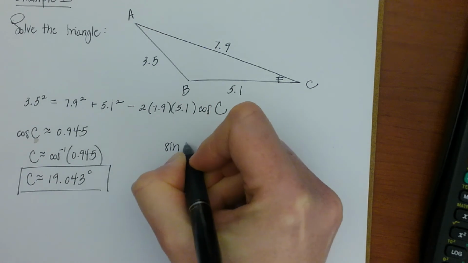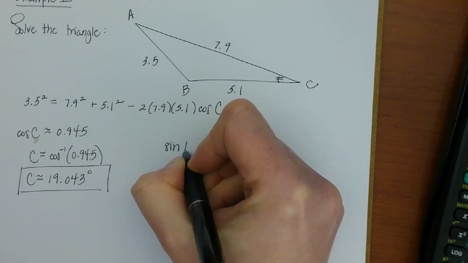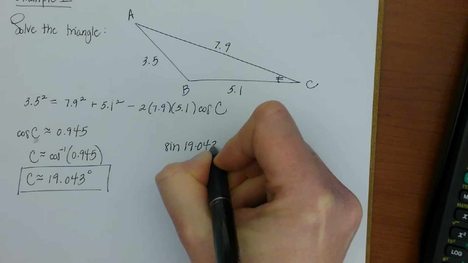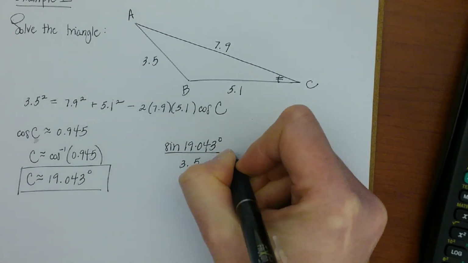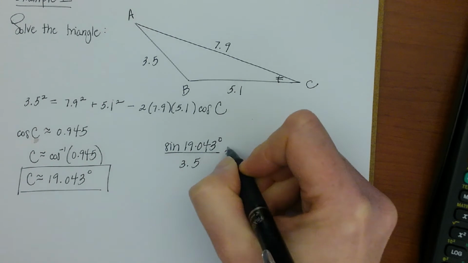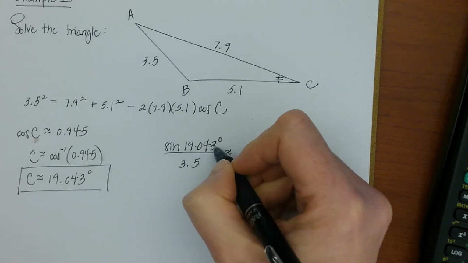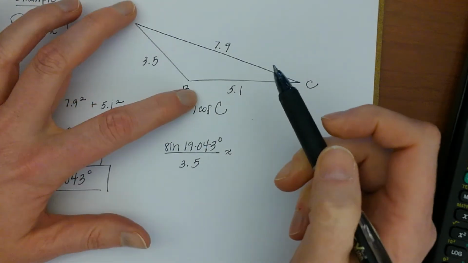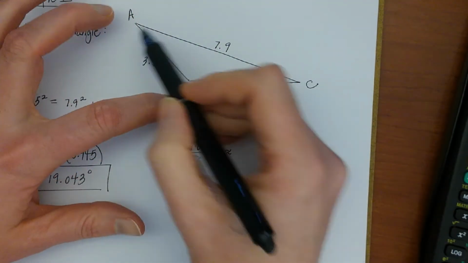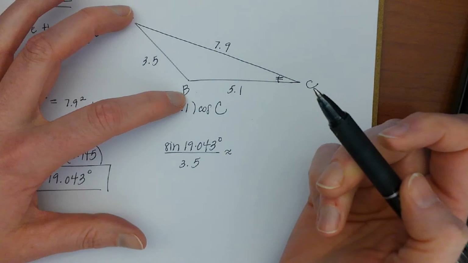So sine of C, which is approximately 19.043 degrees, divided by side length c, which is 3.5. I'm just using approximately equal to because that is not exact. That's a rounded answer. And then let's talk about what I should go for next, angle B or angle A, and does it even matter?